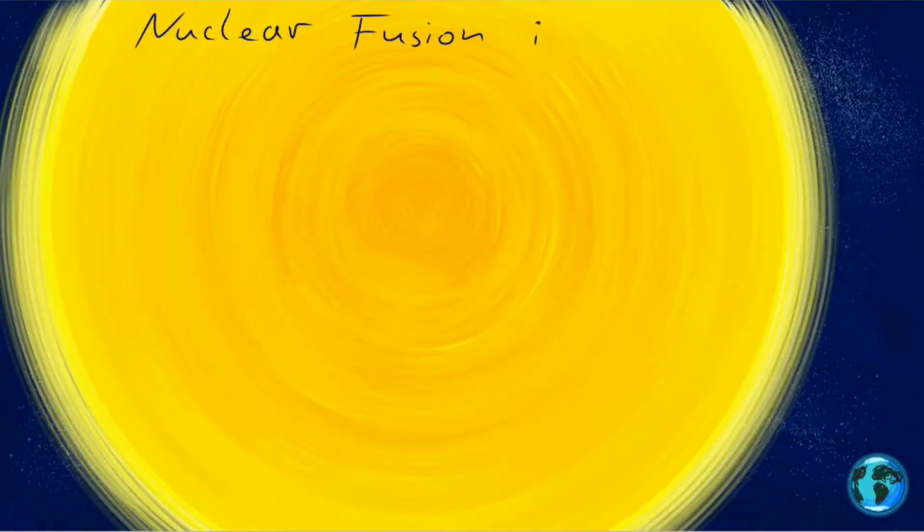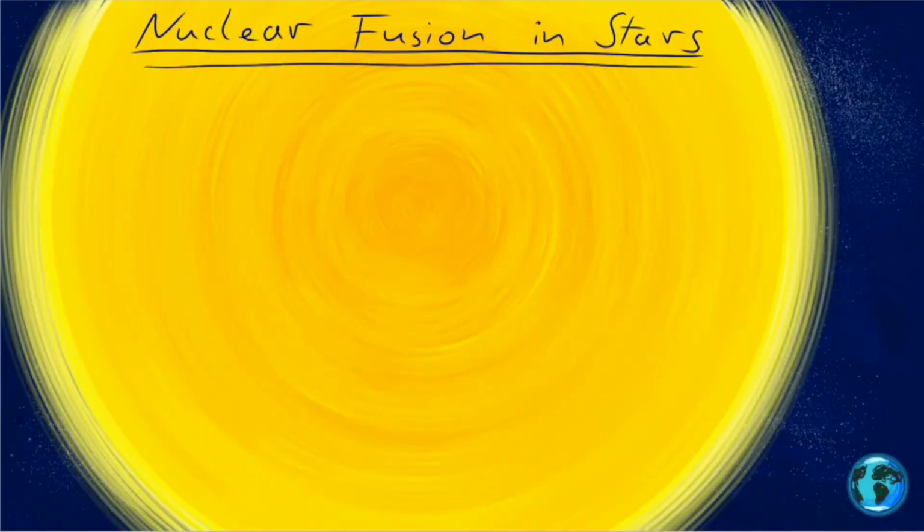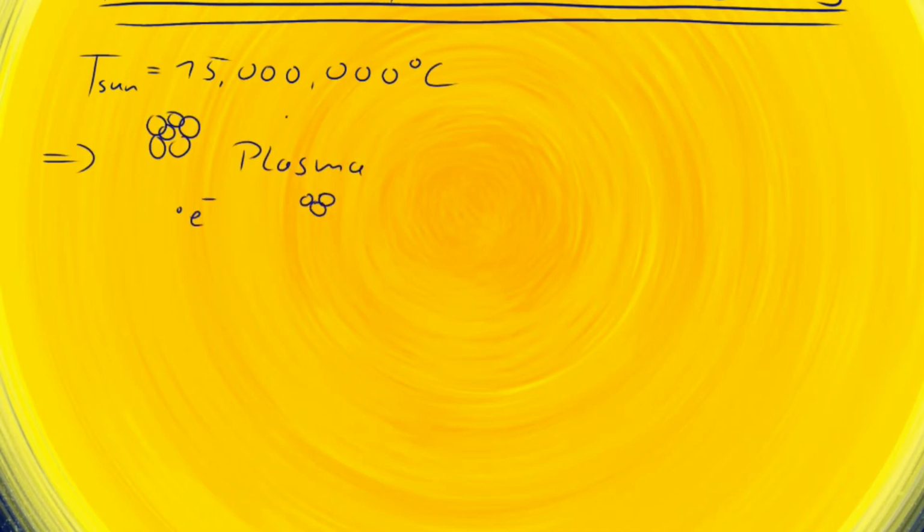Fusion is the process that powers stars. The intense gravitational fields at the centres of stars enable fusion to occur, assisted by quantum tunnelling effects, and we observe the energy released as light. The Sun's core has a temperature of 15 million degrees Celsius, and this intense energy rips electrons from their nuclei, forming a charged gas called a plasma.